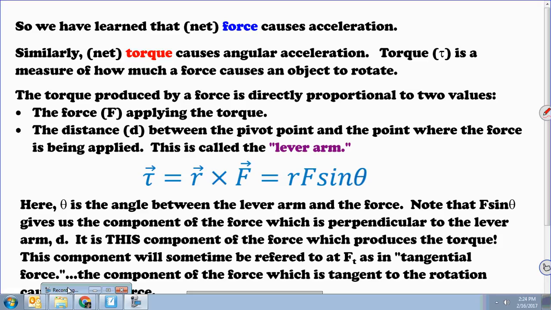Obviously, the direction that you push the door is going to matter. If I want to cause this to rotate, pushing this way isn't going to do anything, is it? The direction of my force matters. I have to push this way or this way.